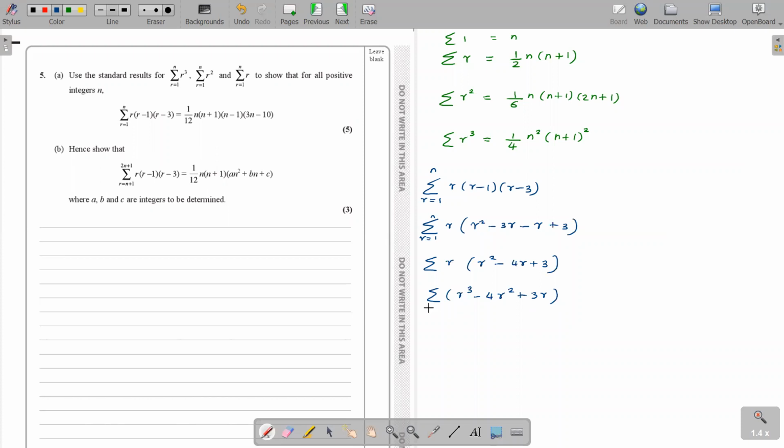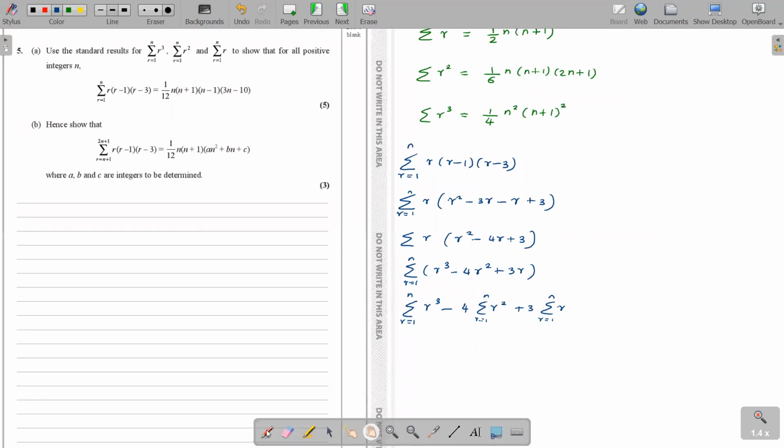Okay, so then the summation goes from 1 to n. Okay, so now let's simplify. Open the bracket: the summation 1 to n, summation r cube minus 4 times summation r square plus 3 times summation r, all from 1 to n. And now it's a matter of inputting the equations.